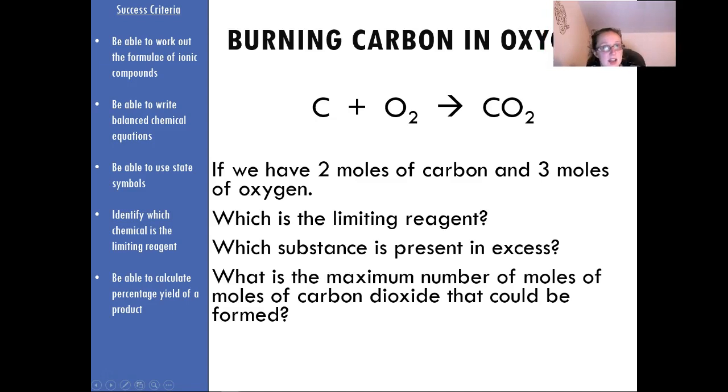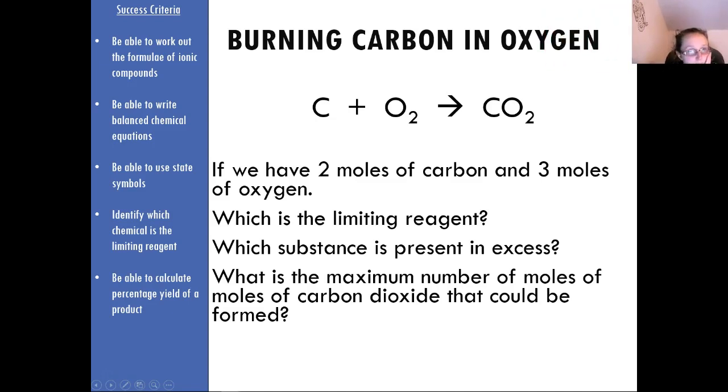So in this instance here, if we're burning carbon in oxygen, we have carbon plus O2 goes to CO2. If we have 2 moles of carbon and 3 moles of oxygen, I should wait to have a think, pause the video for a second. Which is the limiting reagent? Which one's in excess? And what is the maximum number of moles of carbon dioxide that could be formed?